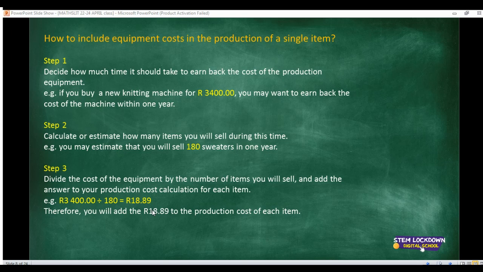So this, along with probably the material you need to make the sweater, everything else you need to make the sweater, you add them together, including this 18 rand 89. At the end of it, when you sell it and you've added your markup, you know that by the end of the year, you have made back all the money you had spent towards this machine. So this is how you do it all the time.